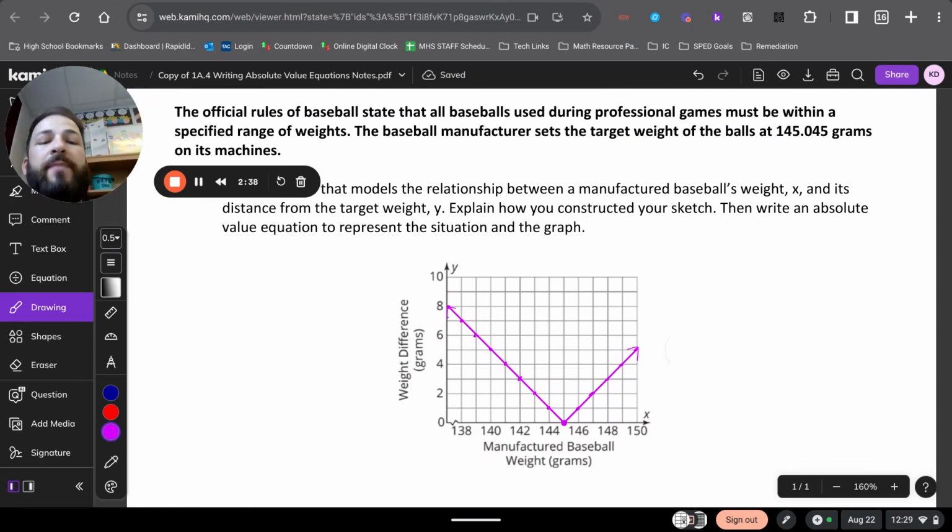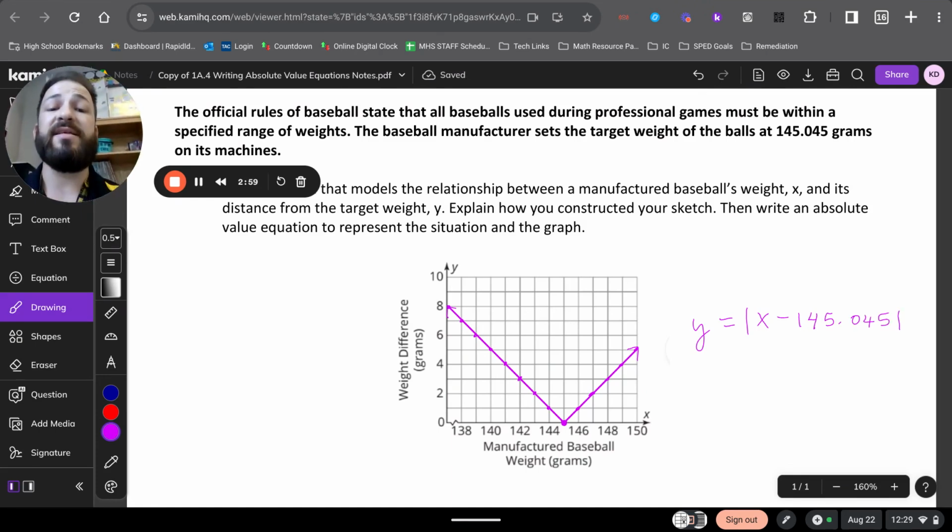So we can write our absolute value function as Y, which represents the difference in weight, is equal to the absolute value of X, which is the actual manufactured baseball weight, minus that expected weight that we want, which is 145.045. And remember, it is minus because C is always opposite, so that negative C value in the equation is going to shift us right on the actual graph.